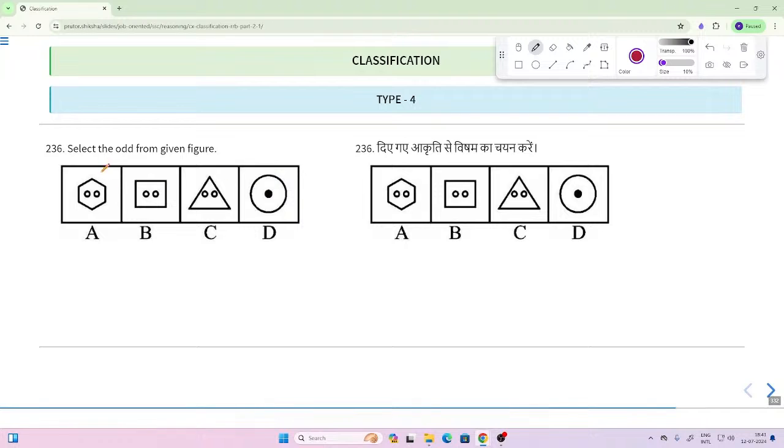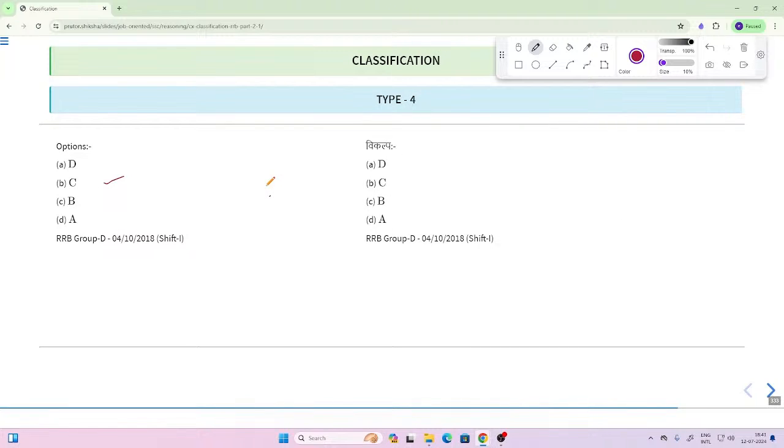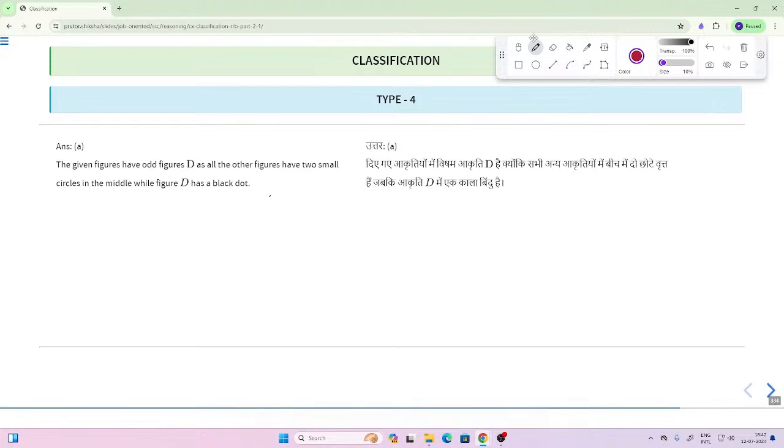A, B, C, D. A, B, C all consist of 2 round balls inside a shape, whether it be a hexagon, square, or triangle. But D consists of 1 filled in black dot inside a circle. Hence, D is the odd one out because it has only 1 filled in ball instead of 2 empty circles. Figure number D is the odd one out, as all other figures have 2 small circles in the middle, while D has a black dot.